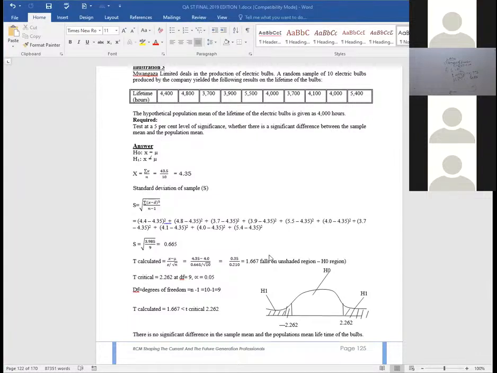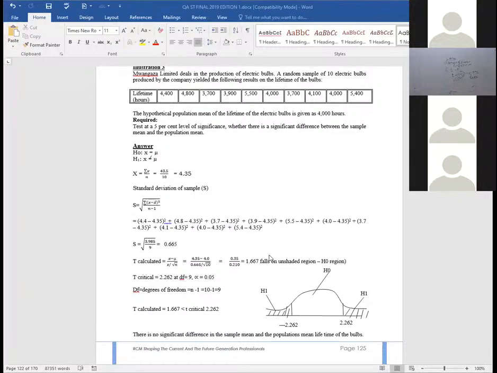Yes, Winnie. Now, if you don't want to draw this to know whether it falls on the shaded or the unshaded area, you can just say that if T calculated is less than T critical, you accept, or whether it is greater, you reject. How do you handle that, normally, instead of drawing this?